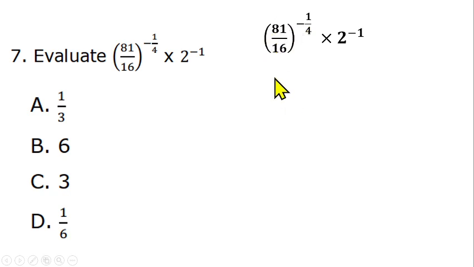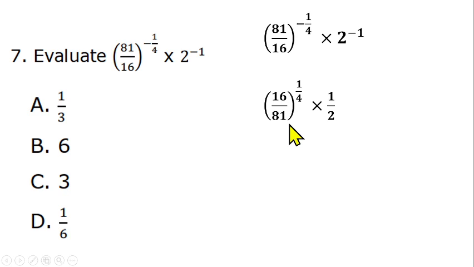If you invert that, that should give us 16 over 81 raised to power 1 over 4. Then 2 raised to power minus 1 means 1 over 2, that is the inverse of 2 as well. Then we can simplify this 16 over 81. That is automatically, if you understand, talking about the fourth root of 16 and the fourth root of 81. What is the fourth root of 16? That is 2. What is the fourth root of 81?